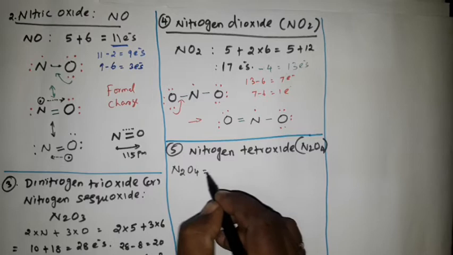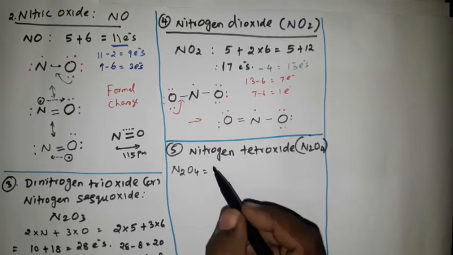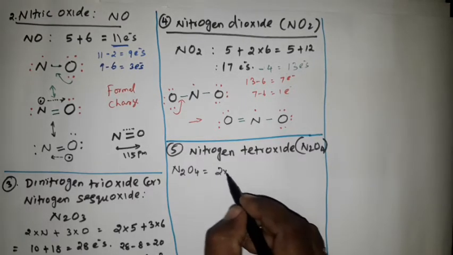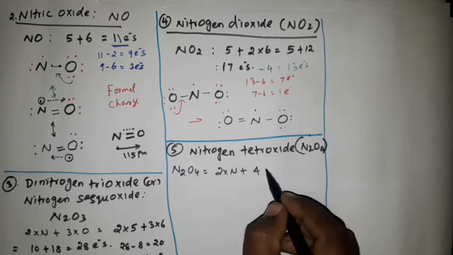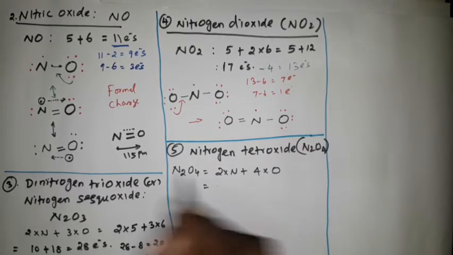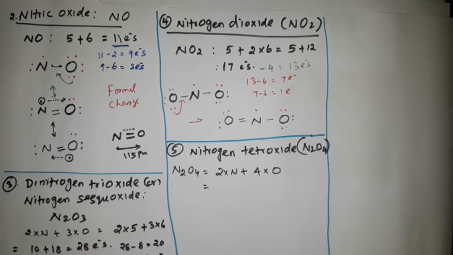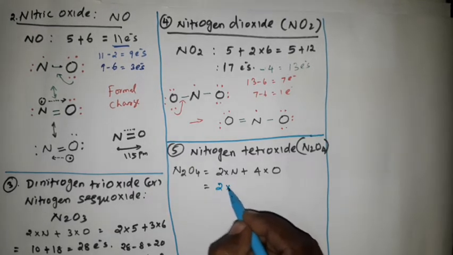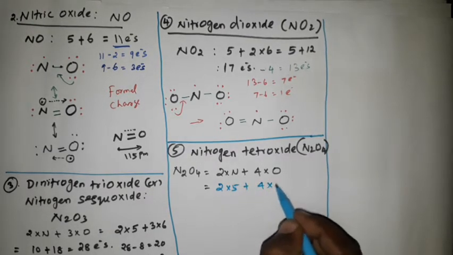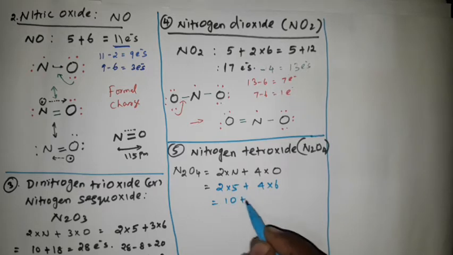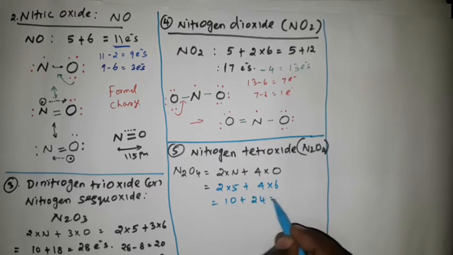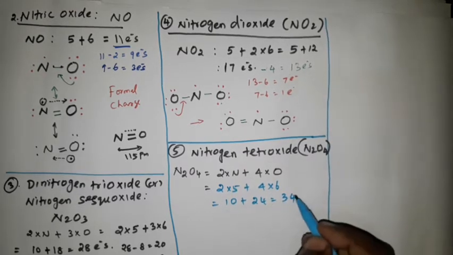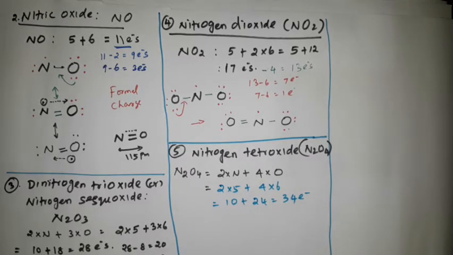N2O4, calculate the total number of valence electrons, 2 nitrogen atoms plus 4 oxygen atoms. Then how much it will come? So total 2 into 5 plus 4 into 6. So 10 plus 24 will get 34 electrons. Okay, 34 valence electrons. Now write the symbols.